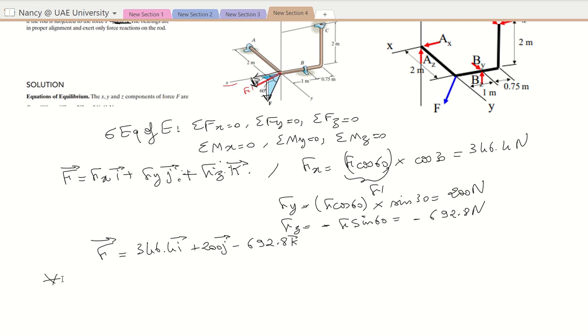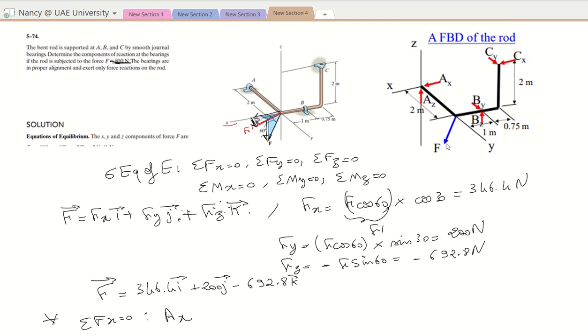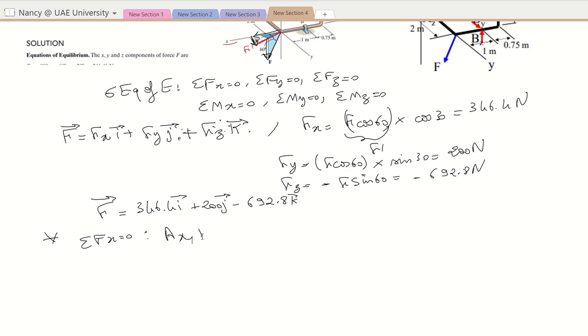Now, let's apply the 6 equations of equilibrium. So we will start by summation of forces about x is equal to 0. So what do I have about x? I will have here Ax. I will have also Cx and the x component of force F. So Ax plus Cx plus the x component of force F, which is 346.4, equals 0. So this is equation number 1.